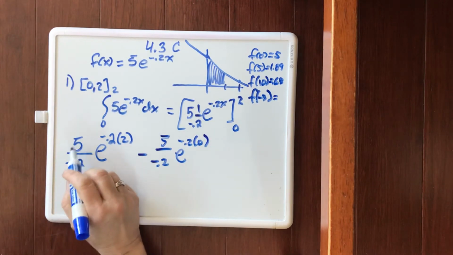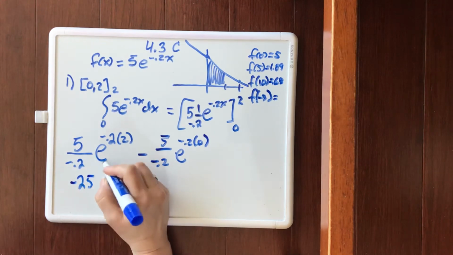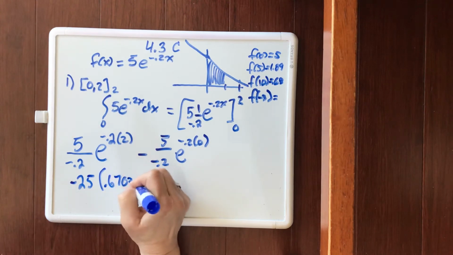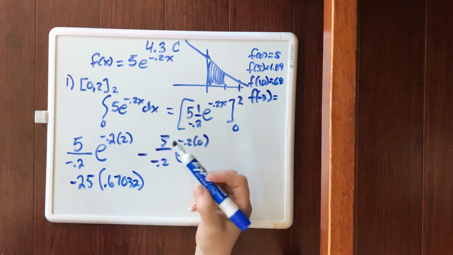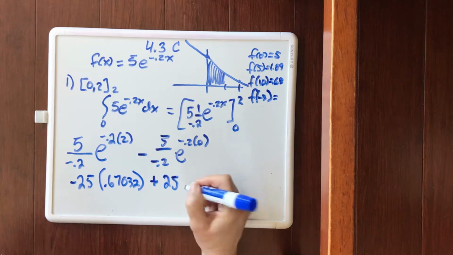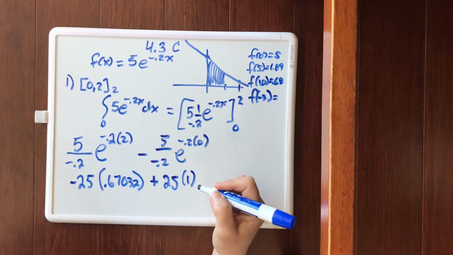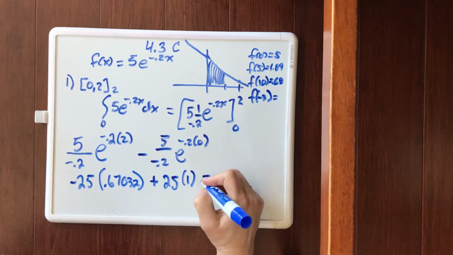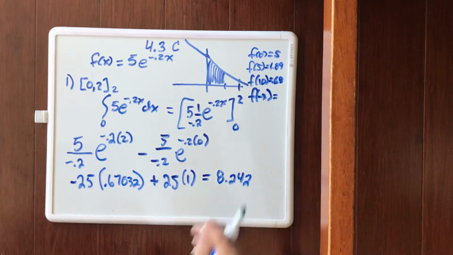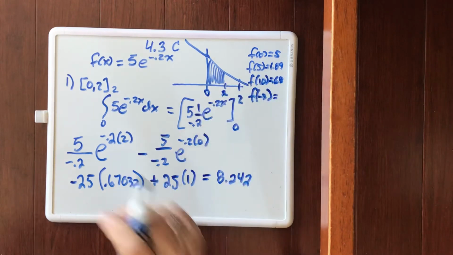Okay, 5 divided by negative 0.2 happens to be negative 25. E to the negative 0.4 is going to be 0.67032. All right, now here we have a negative times a negative, so we have a positive 25. And this becomes e to the 0, which is just 1. All right, so when we put these together, we end up with 8.242. All right, so that was that area right there from 0 to 2.